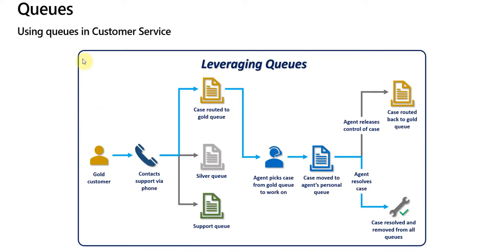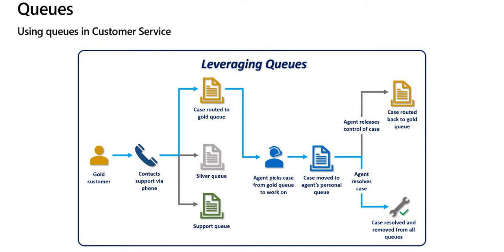Now using queues in customer service, as I just discussed, let's say a gold customer has been allocated to a gold queue. An agent will pick up that case and move it to the agent's personal queue. That is, he would pick up that queue item and work over it. After the resolution, there could be two things. If he is able to resolve it, he would update the case as resolved. Or else, if he is not able to resolve it, he would send it back to the gold queue so that someone from the team would be able to pick it again and take it ahead for resolution, rather than keeping it with him and breaching the SLAs.